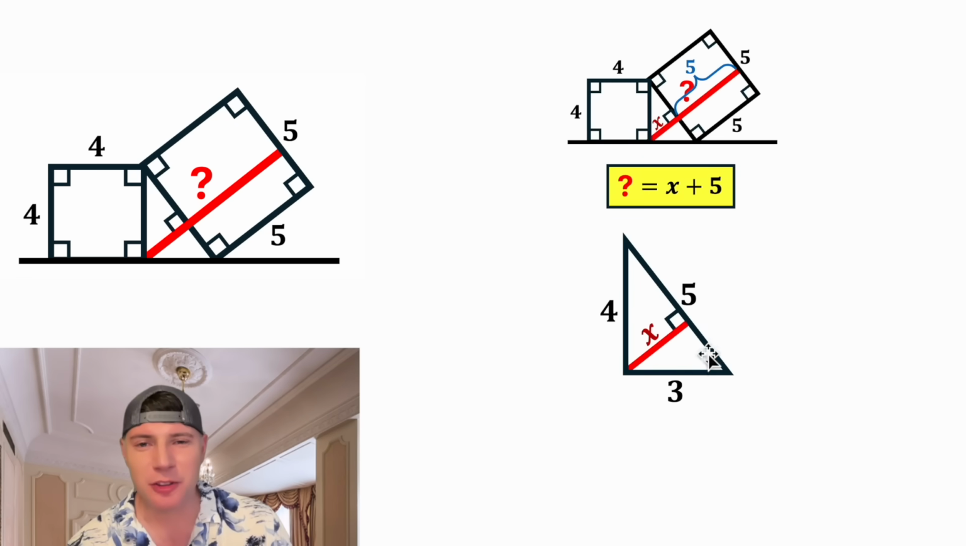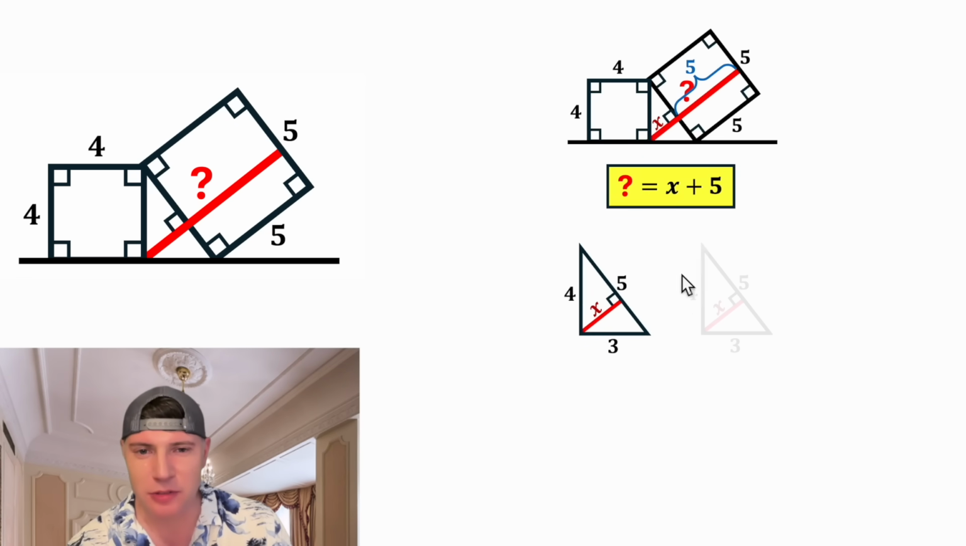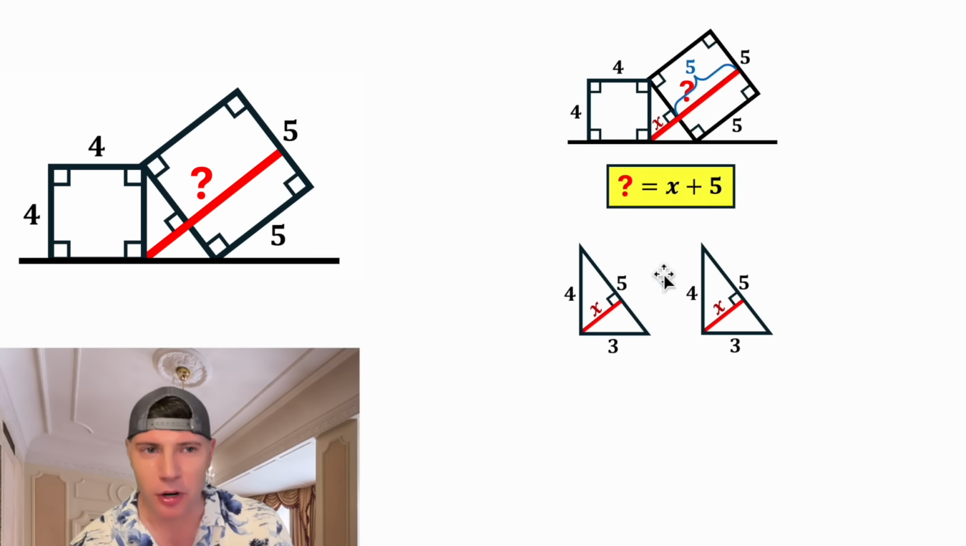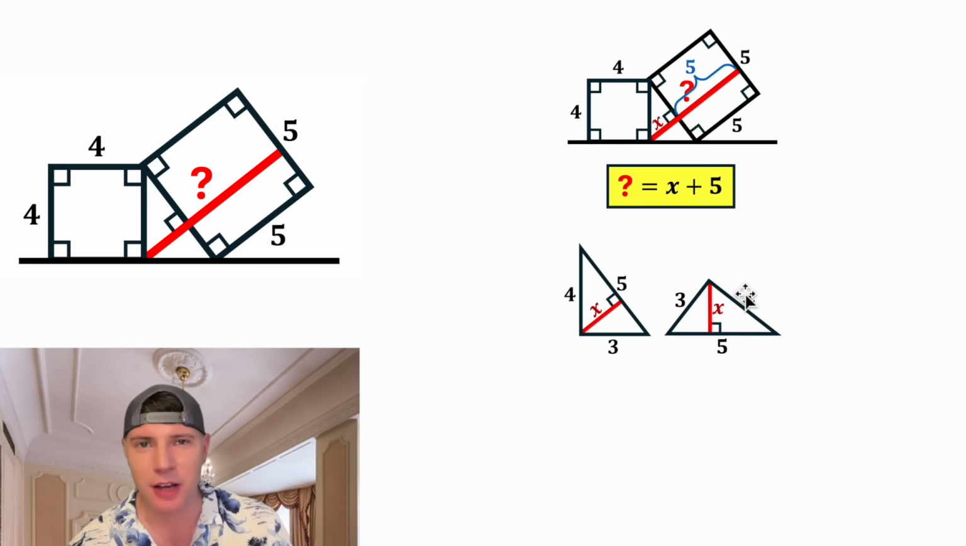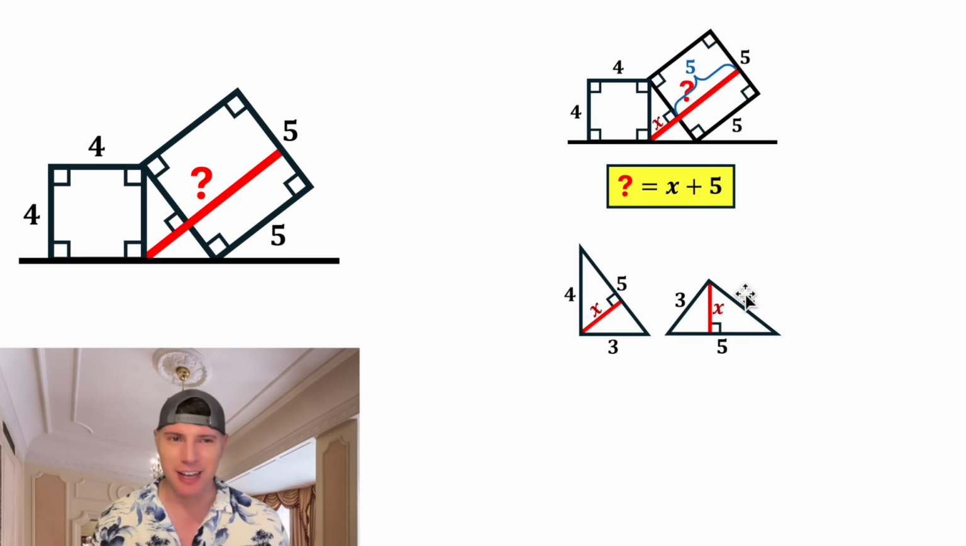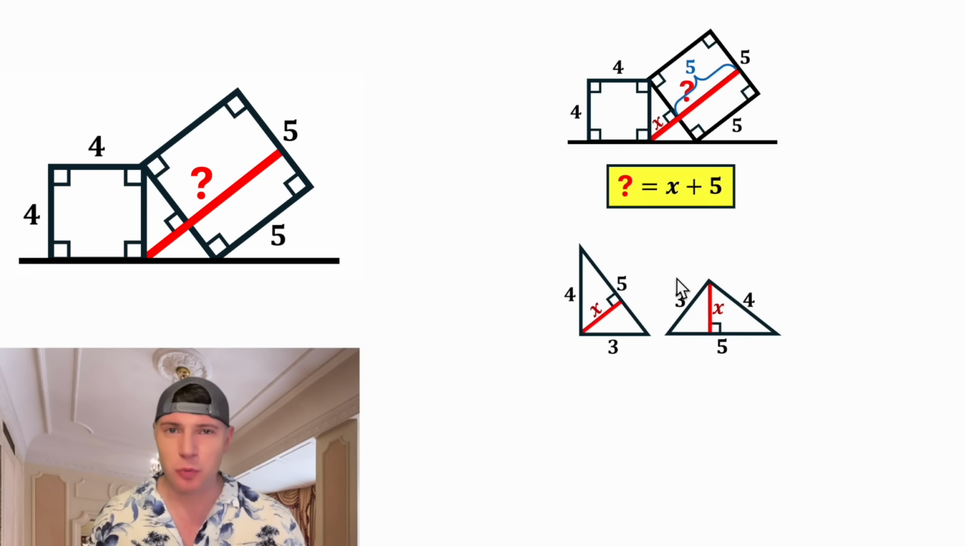So now let's take our 3, 4, 5 triangle and let's duplicate it. So this one has a base of 3 and a height of 4. For this one, I want to rotate it so it has a base of 5 and a height of x. This is the method that I really like. These are the exact same triangle, just one was rotated.